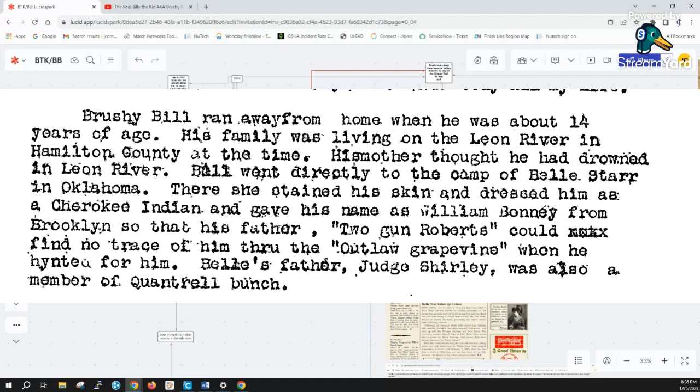from Brooklyn. Why would you stain somebody's skin so that they would look like an Indian and then give them an Irish name and say they're from Brooklyn? She did that so that his father, Two Gun Roberts, could not find a trace of him through the, quote, outlaw grapevine.